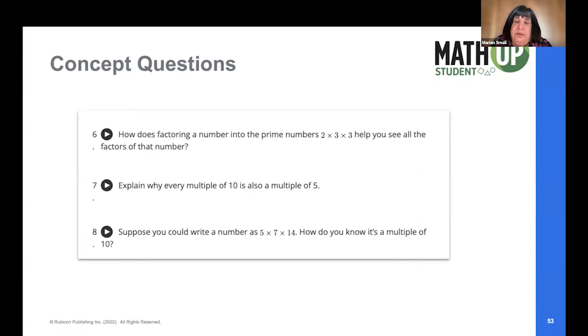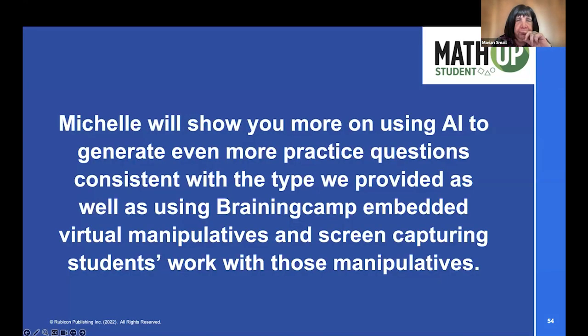Explain why every multiple of 10 is also a multiple of 5. So what the kids are practicing is, because practice shouldn't be practice of only skills. It should be practice of skills. It should be practice of communication. It should be practice of reasoning. It should be practice of problem solving. So we're trying to practice all those things.